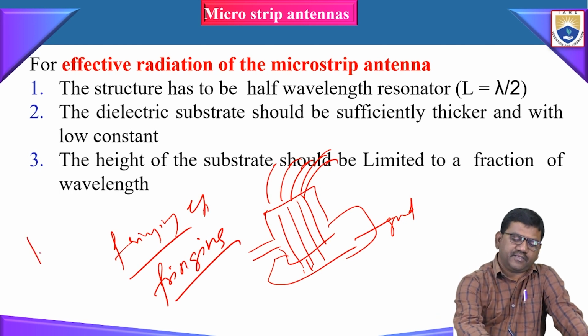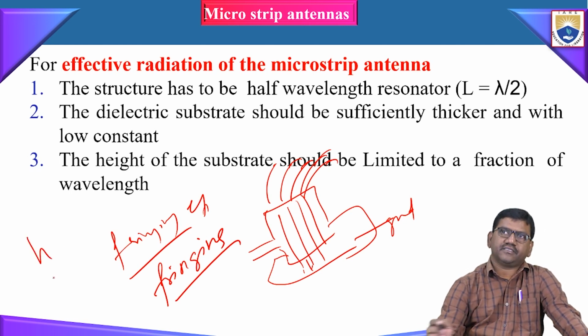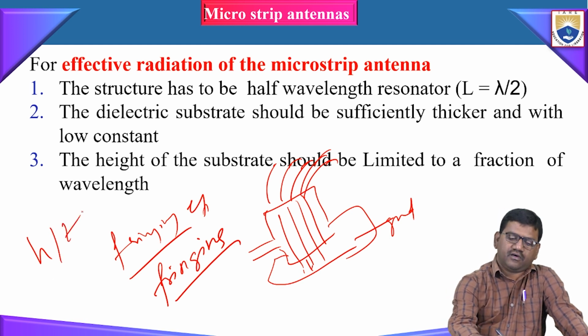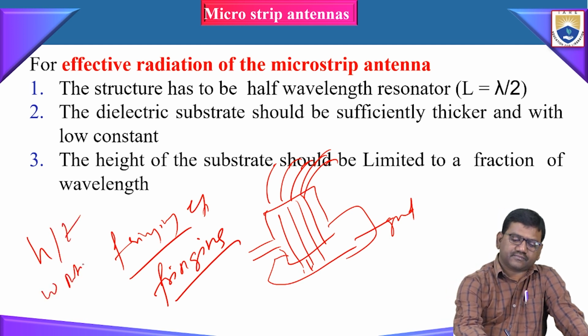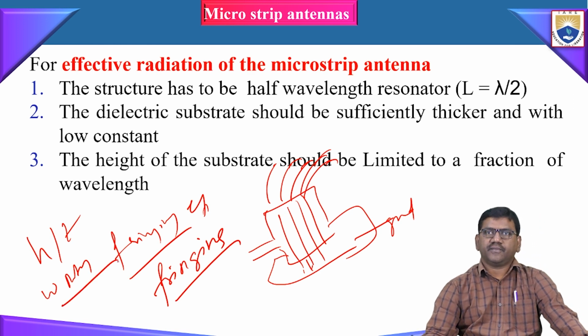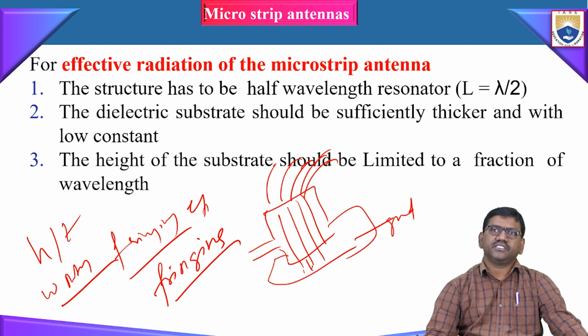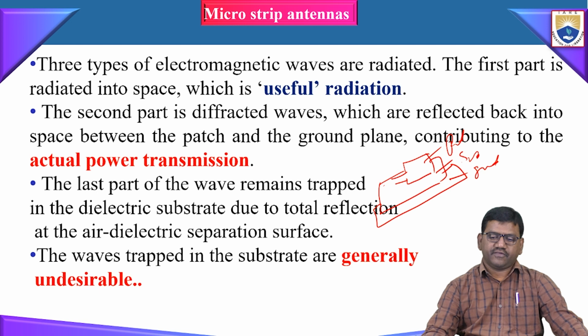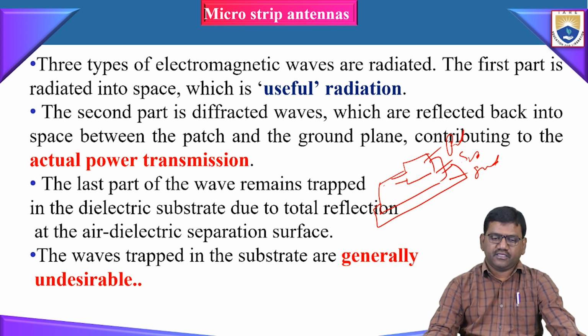So that is the h parameter, that is the height or thickness of the substrate, and the width of the patch. So this height and width of the patch will control the radiation efficiency of the microstrip antenna. So the three types of electromagnetic waves are radiated here. The first part is radiated into space, which is useful radiation. That means the fringing effect of the microstrip antenna must be more here.